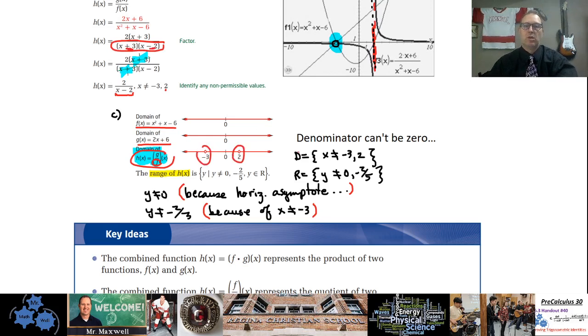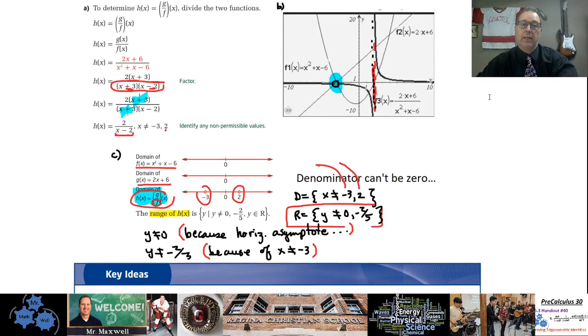Okay? So the domain can't be -3 and 2, and the range can't be whatever -3 gives you in the final function, and whatever 2 gives you in the final function. And of course, these numbers right here for the restriction on the range come literally from putting x in and finding out what those values would have been, sort of thing. Okay, so that's a little review.